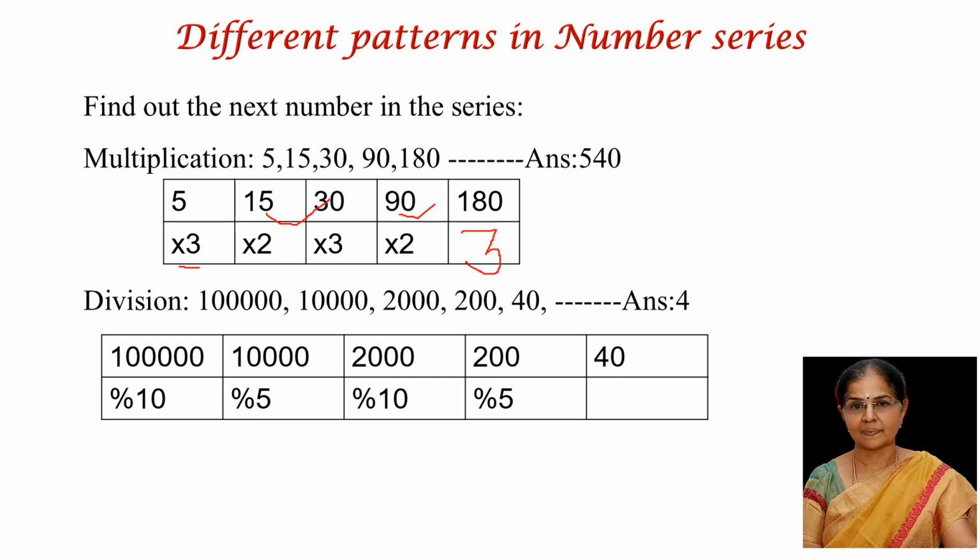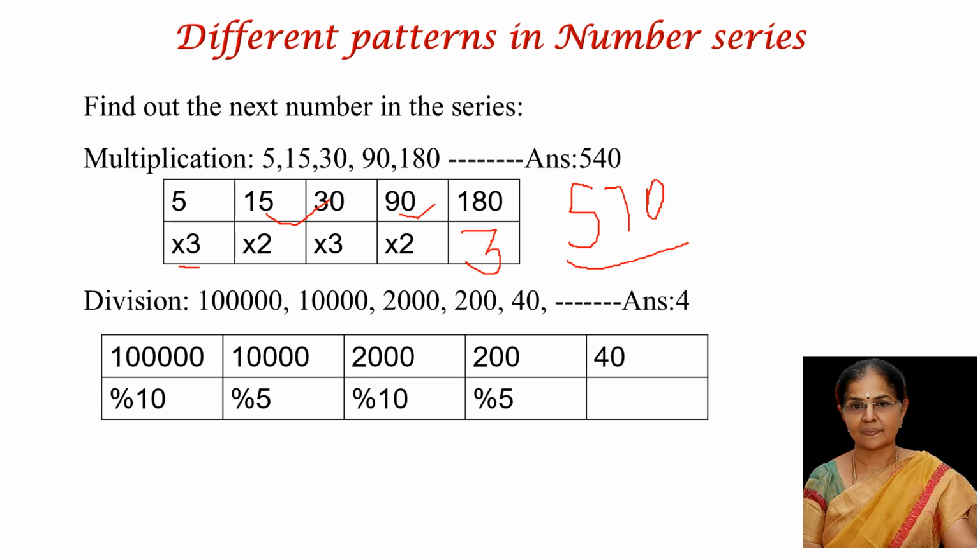So if you multiply 180 by 3, you will get 570. Am I right? Okay. So the next number in the series is 570. So again, this is a pattern. It need not be multiplied by 3, 4, 5, 6, 7. It could be in the order, or it could be a repetition of 3, 2, 3, 2, 3, 2. So you have to find out looking at the pattern.